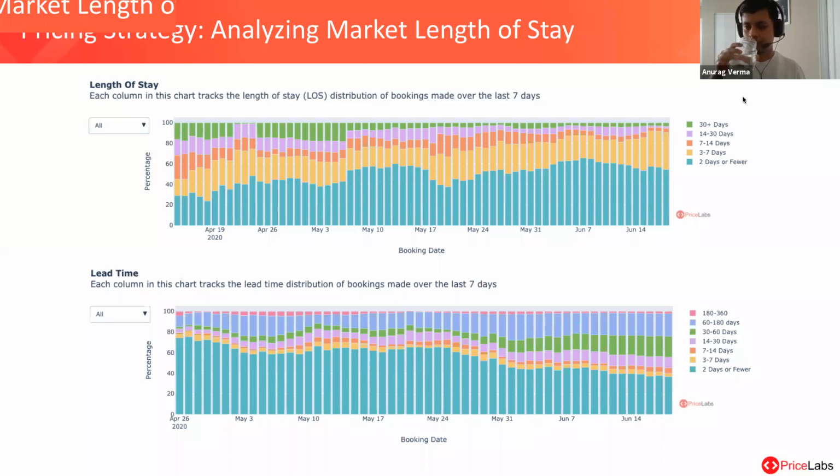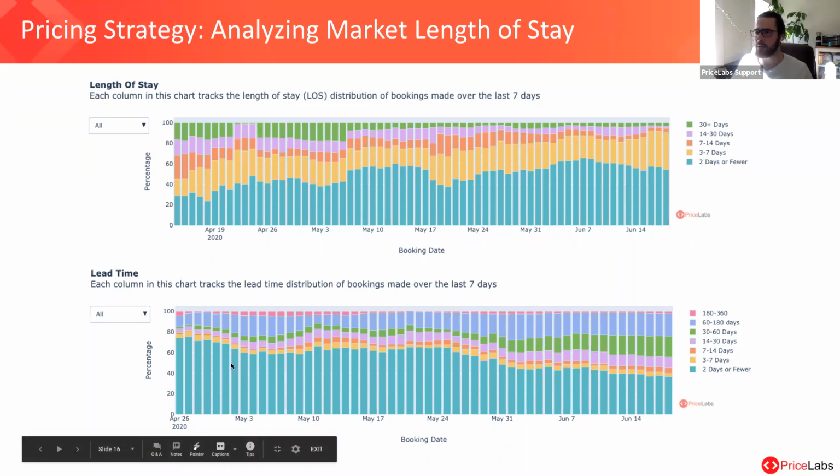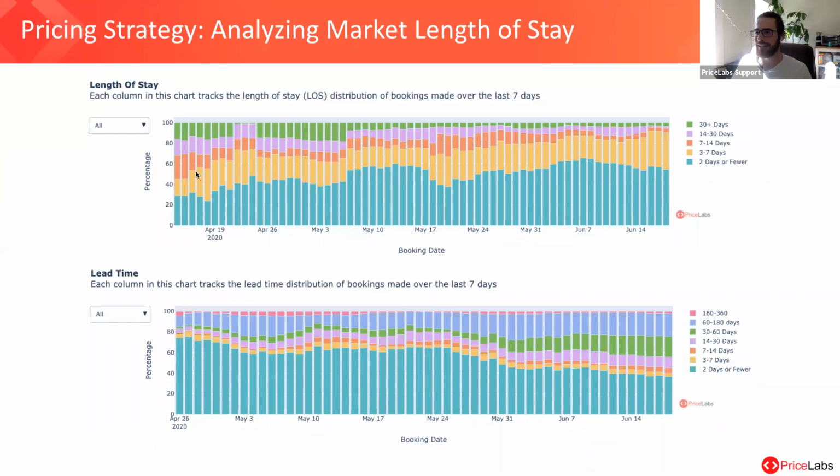Alrighty, moving on to length of stay here. So similar graph to lead time. Now we have this lead time graph that we were just looking at on the bottom, and length of stay at the top. So here we're essentially analyzing for all the bookings that came in, what was the length of stay that they were booked for? And you can see again how that changes over time here. And with length of stay, in this market, we're seeing that back in April, very few short stays going on.